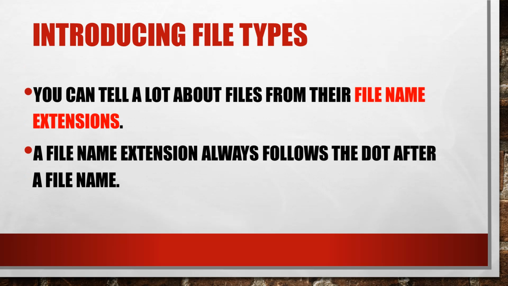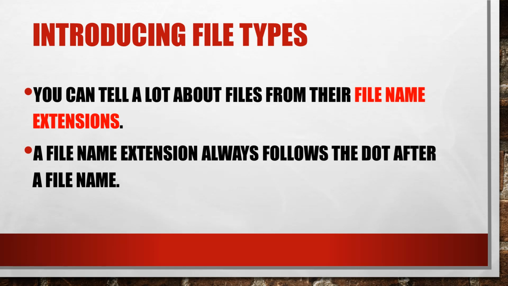Listen to this. You can tell a lot about files from their file name extensions. A file name extension always follows a dot after a file name. So I put it like this. If you see a young man dressed with gray pants, white shirt, a burgundy tie with some yellow stripes and so on, black shoes, black belt, you can say, listen, hey, that student is associated with the Grenada Boys Secondary School, school of choice. Yeah. Now, it's the same thing.